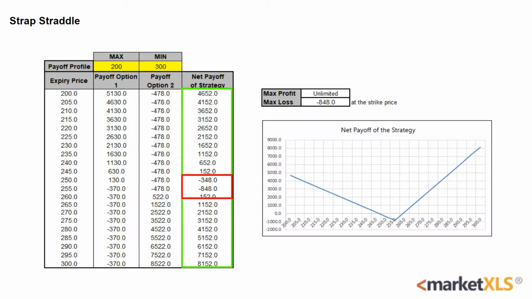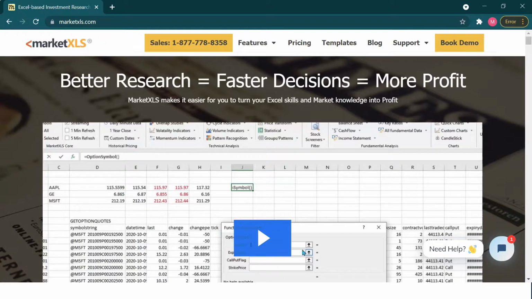Coming to the break-even point now. There are two break-even points for the straddle position, an upper break-even and a lower break-even. An upper break-even point is equal to the strike price of the calls or puts plus the net premium paid divided by 2, while the lower break-even point is equal to the strike price of calls or puts minus the net premium paid.